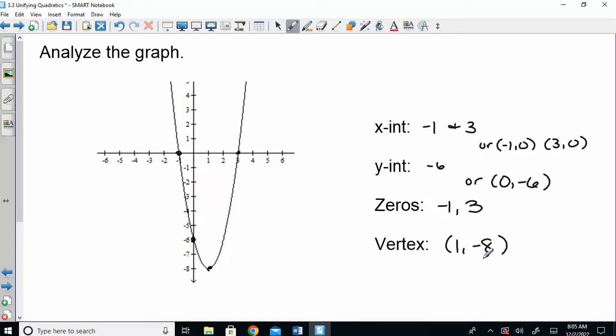All right. So are we okay with picking out all those pieces from a graph? Yep.